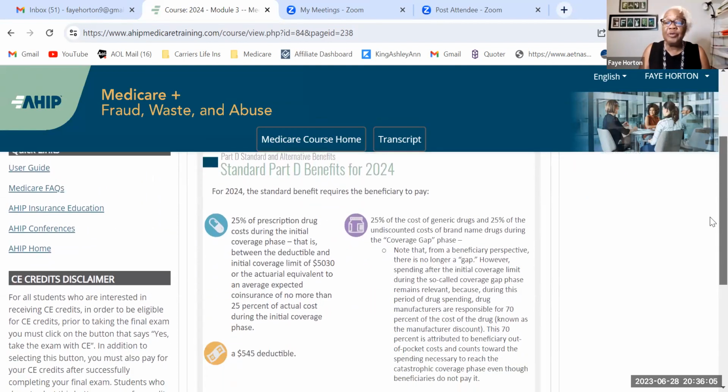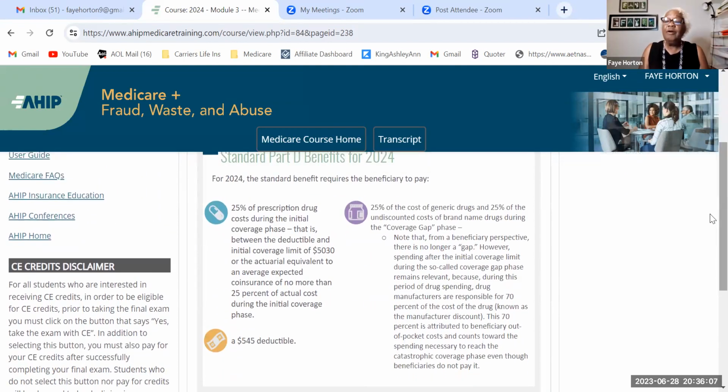Standard Part D benefits for 2024. For 2024, the standard benefit requires the beneficiary to pay. Now remember, this is the Medicare model. This is the standard. So each of the carriers' prescription drug benefits are going to be equal to this or better than this. It cannot be greater in terms of out-of-pocket costs for the Medicare beneficiary.